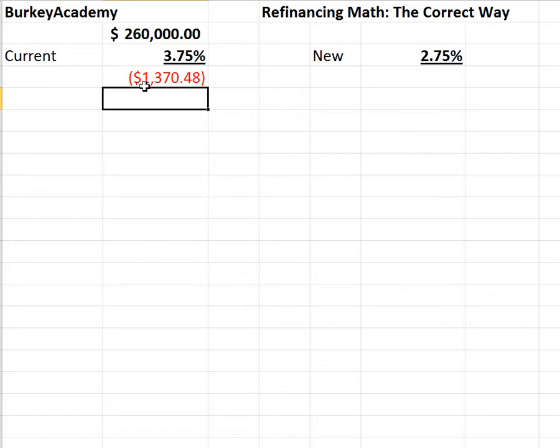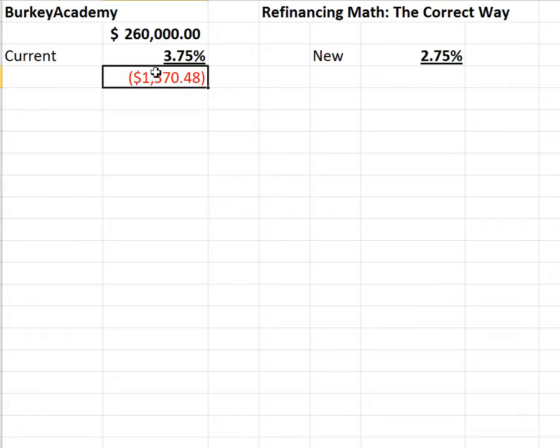So the current payment would be $1,370.48. And that doesn't include the insurance and the taxes that my bank also pays. But that's not important because my insurance and my taxes aren't going to change. We don't need to focus on that. So that's the old payment. Let's calculate the new payment.